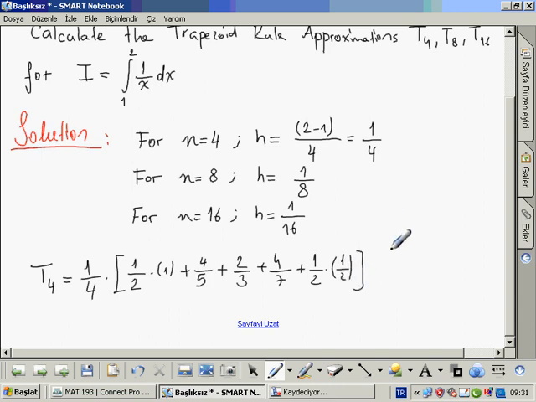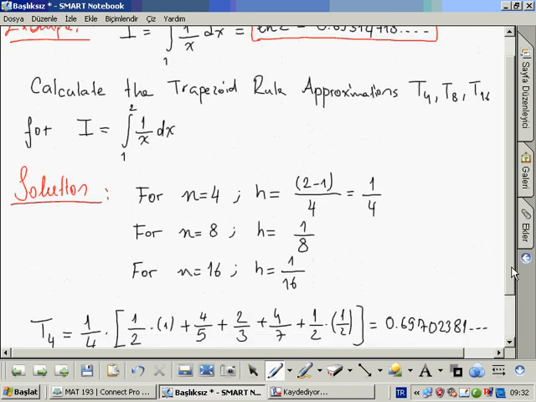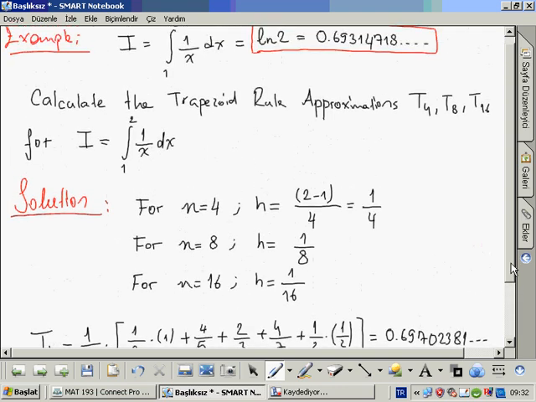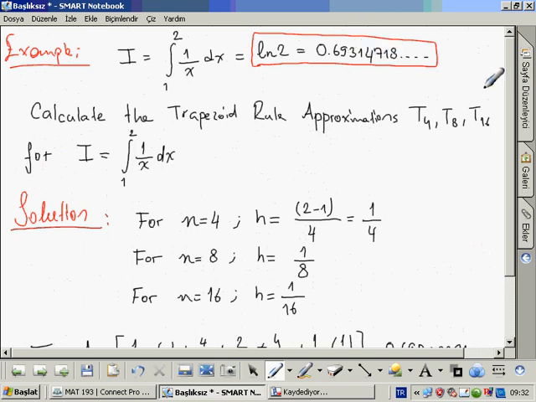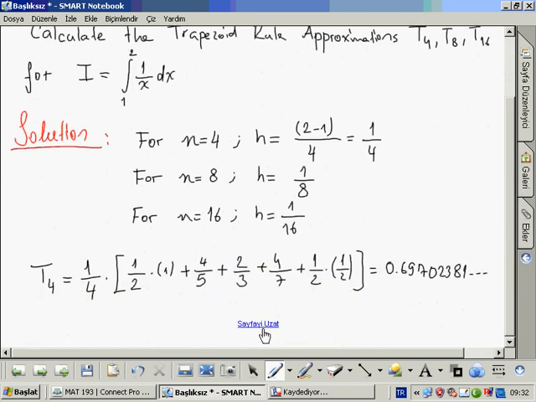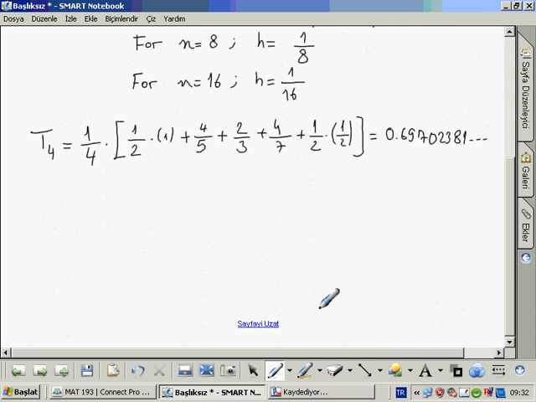So when you add all of these rational numbers to each other and take them by the calculator, you will find 0.69702381, it goes like that. Look at this value, 0.6970 compared to 0.6931. It's not exact, but it's very similar.